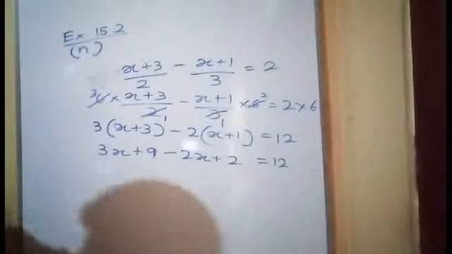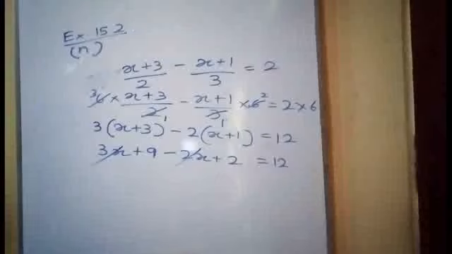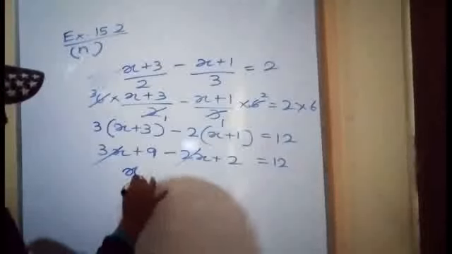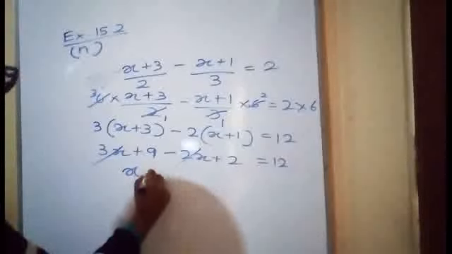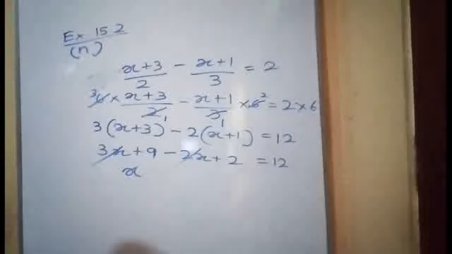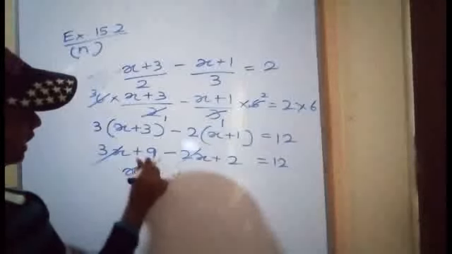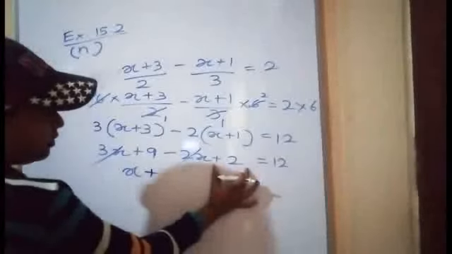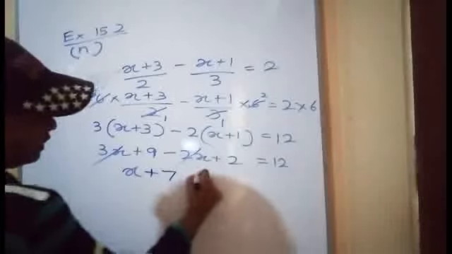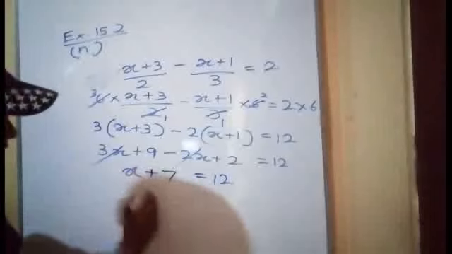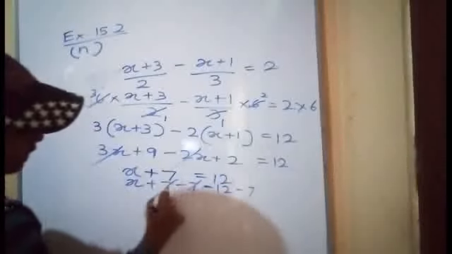Here we cut this and we write it as x. 3x subtract 2x is 1x. And plus 9 subtract 2, what is 7. x plus 7 equals 12. Now we can find x very easily. Both sides subtract by 7. x is 5.